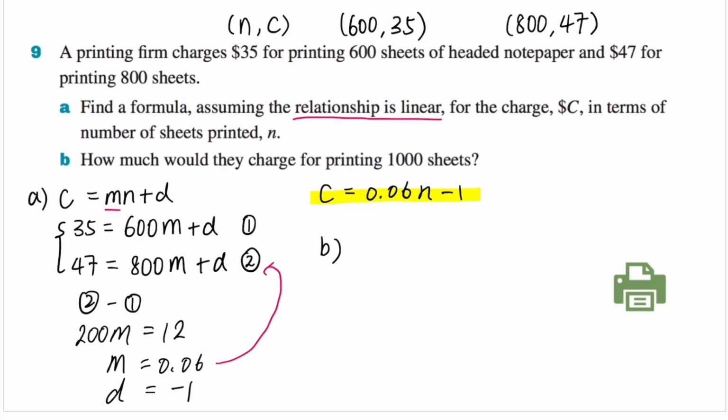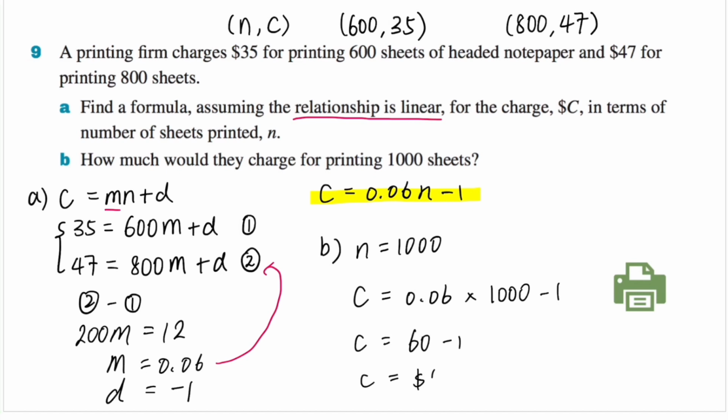Okay, second question. How much would they charge for printing 1,000 sheets? This means when N is equal to 1,000, what is C? So C is equal to 0.06 times 1,000 minus 1. 0.06 times 1,000, we can simply move the decimal point 3 places to the right, which becomes 60, and 60 minus 1 equals $59. So it's going to cost $59 to print 1,000 sheets.